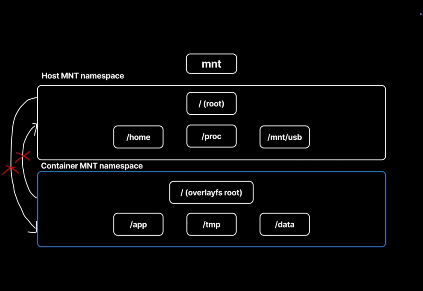Second one is mount namespace. It isolates the file system mount table. Each mount namespace has its own set of mount points. You can mount a file system in one namespace without affecting other namespaces. Critical detail.